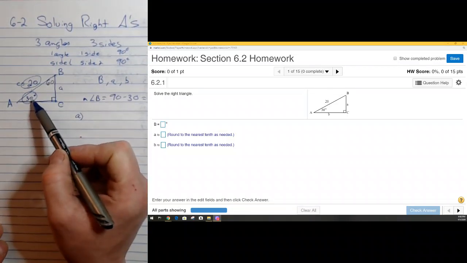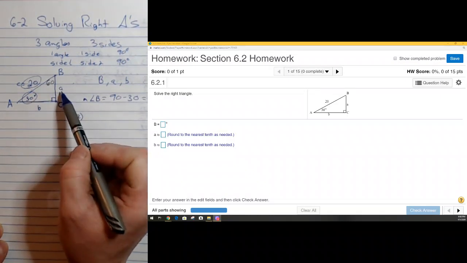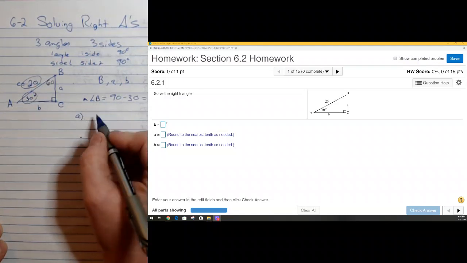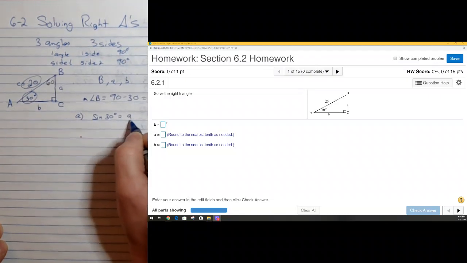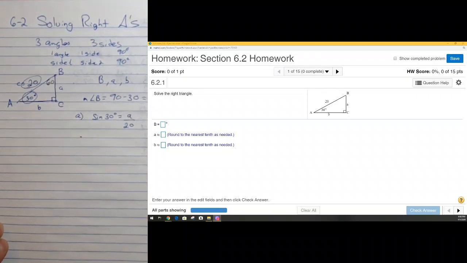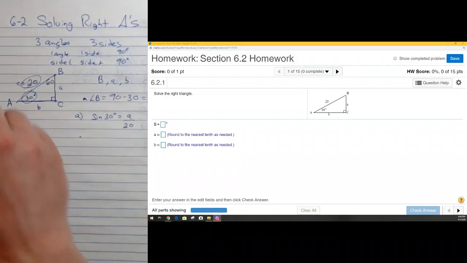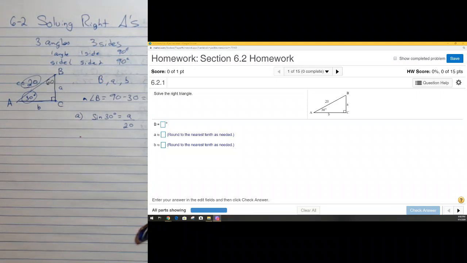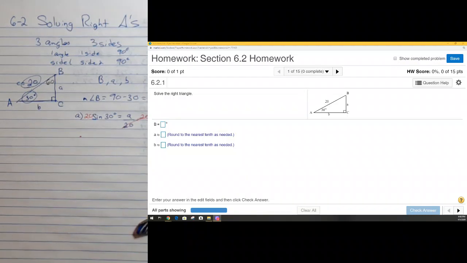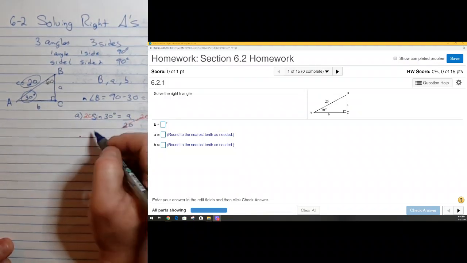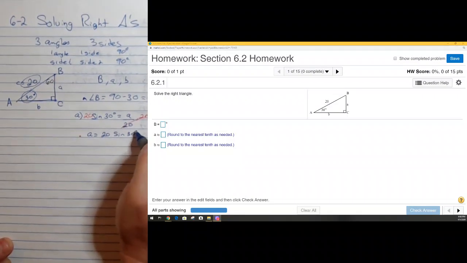Here's our angle. We're looking for the opposite. We're given the hypotenuse. Okay, opposite, hypotenuse. That tells me that I want to use sine. And then there's the setup for it. So now I have to solve for A, which is pretty straightforward. I'm going to multiply both sides by 20. Cross that over there. And I'm going to get A is equal to 20 times the sine of 30 degrees.